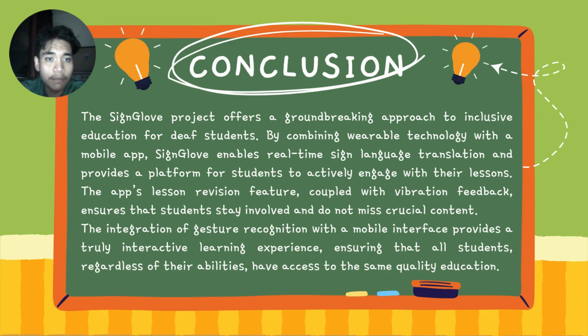The conclusion is that the SignGlove project offers a groundbreaking approach to inclusive education for deaf students, which is our target. By combining wearable technology with a mobile app, SignGlove enables real-time sign language translation and provides a platform for students to actively engage with their lessons. The app's lesson revision feature, coupled with vibration feedback, ensures that the students stay involved and do not miss crucial content. The integration of gesture recognition with a mobile interface provides a truly interactive learning experience, ensuring that all students, regardless of their abilities, have access to the same quality education, which is our SDG goal.